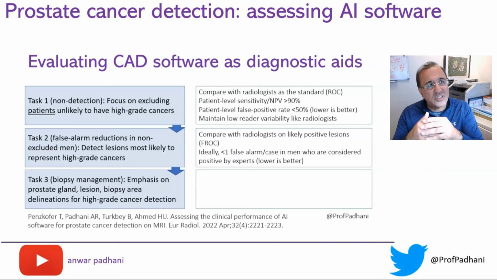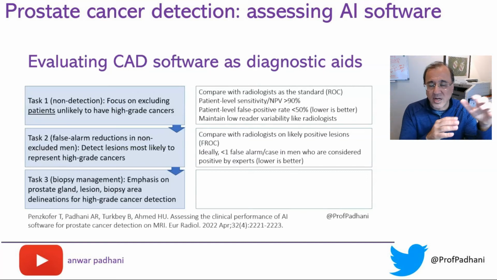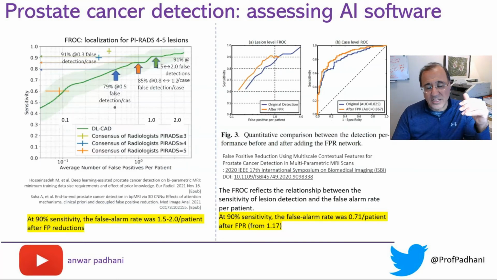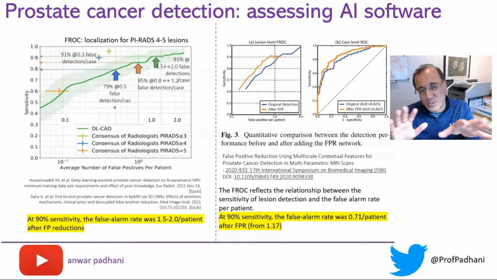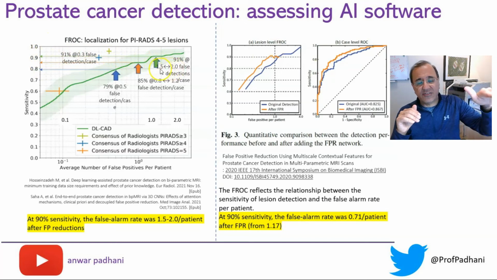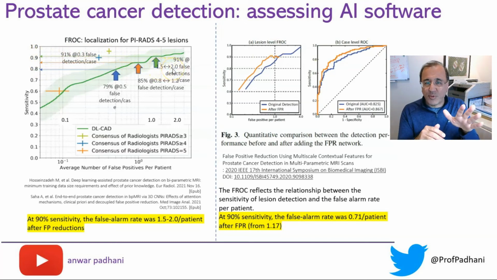Remember that task 2 was about reducing the number of false alarms in patients. And ideally, we want less than 1 false alarm per patient. So let's look at these 2 pieces of software and see how well they do regarding their false alarm rates. In this particular instance, we don't use ROC analysis, we use FROC analysis. And on the left-hand side, you can see that at the 90% sensitivity, the false alarm rate was between 1.5 and 2 per patient. So in other words, for each patient that's not excluded, we are getting between 1.5 and 2 false alarms per patient.